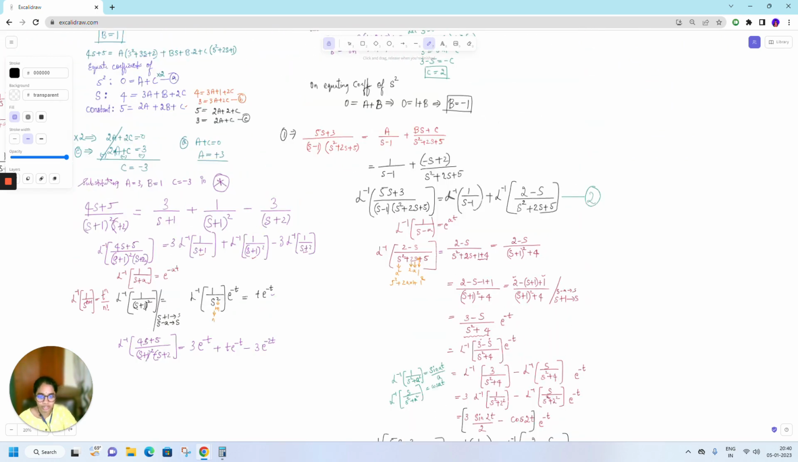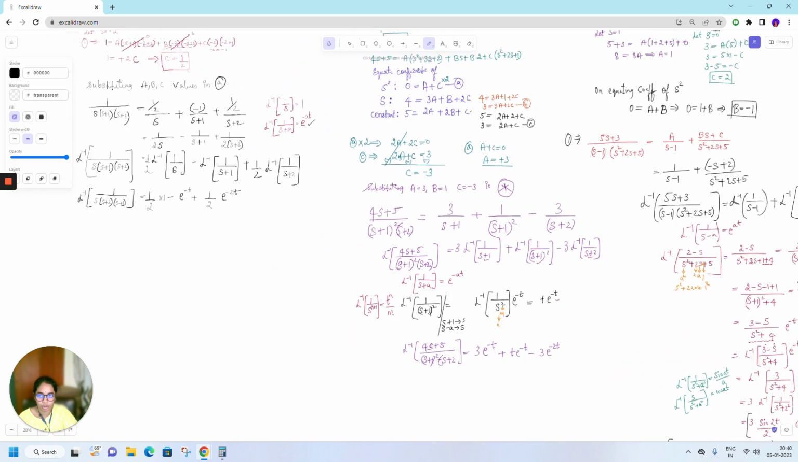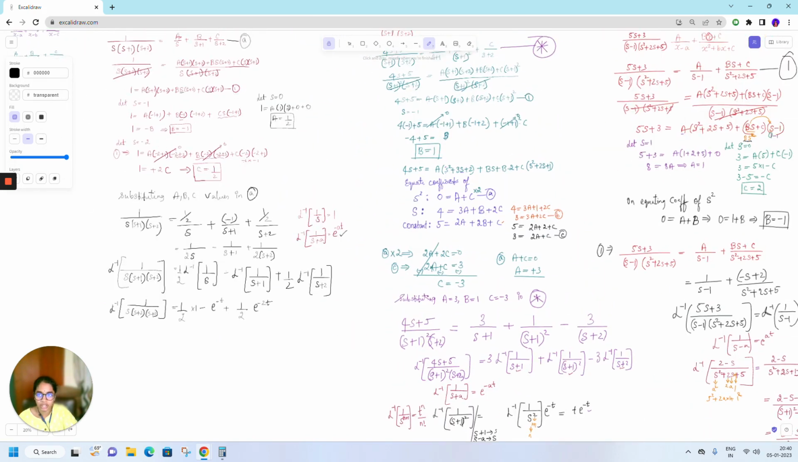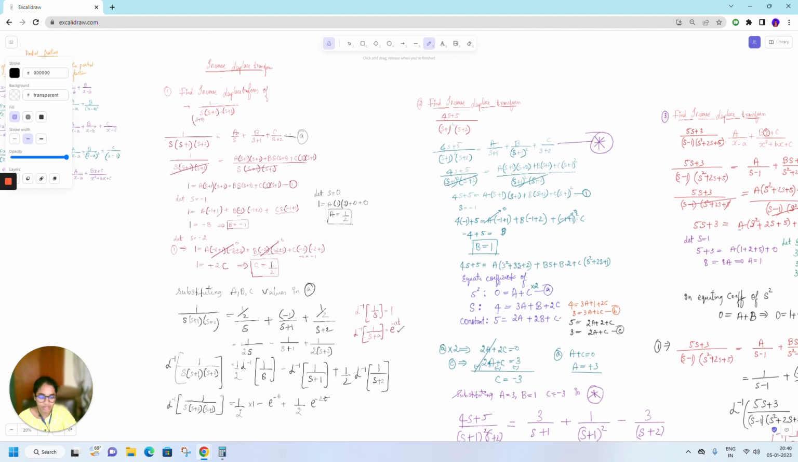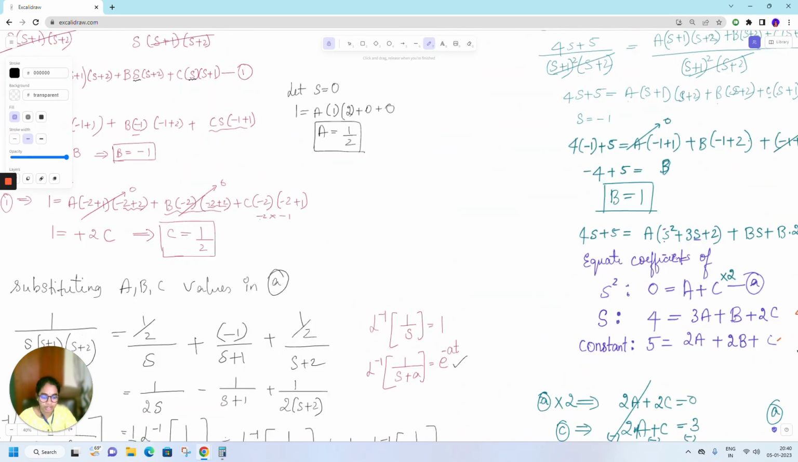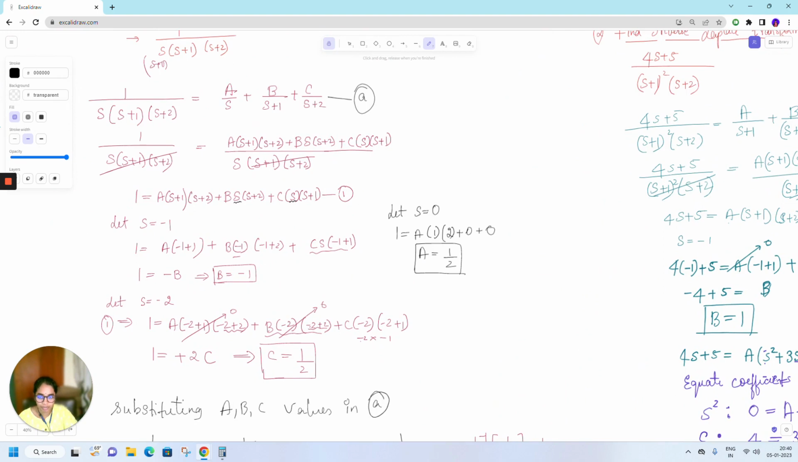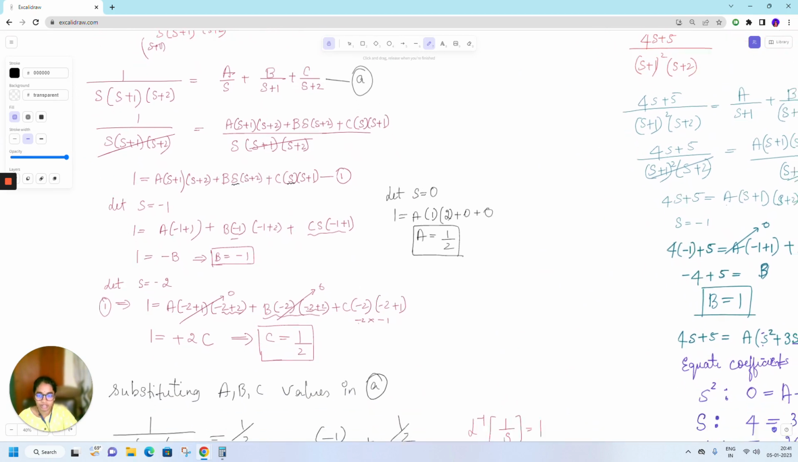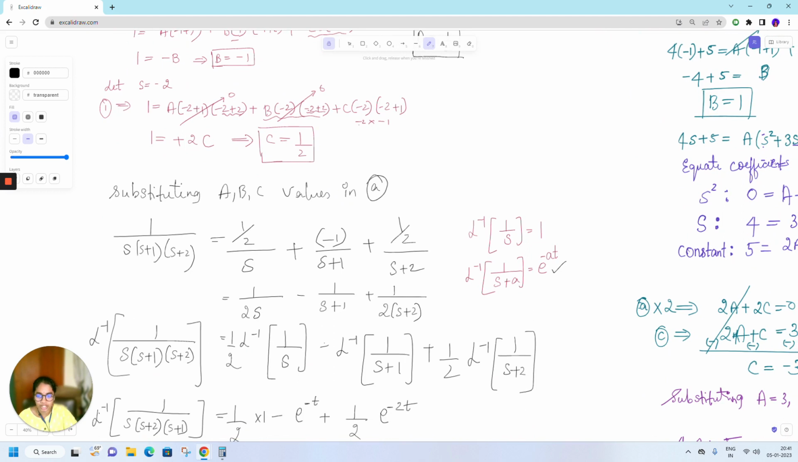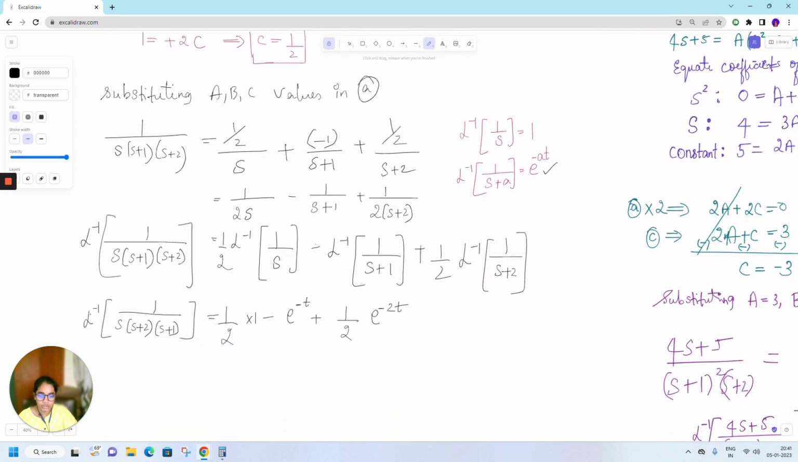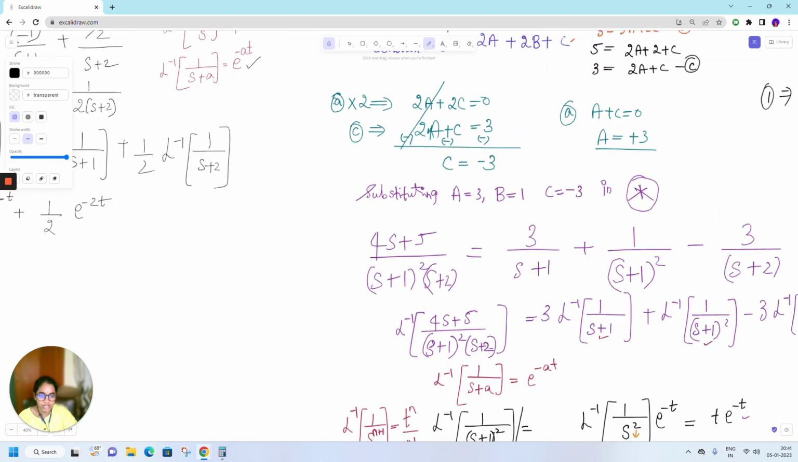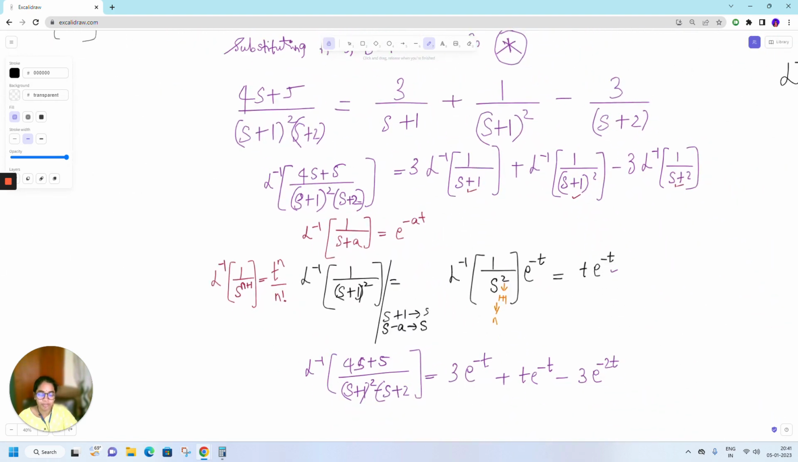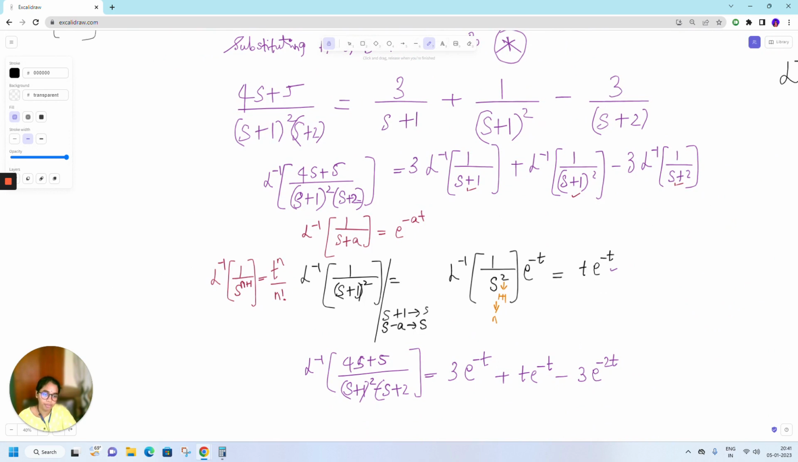So how do we solve this Laplace inverse problem? First we check for partial fraction formulas, and then we apply that formula. After that we take LCM. We'll find the constant values, that is A, B, C values, substitute them in the first equation, and then find the Laplace inverse. If we have a direct formula, we use the direct formula. If not, we use shifting property for inverse Laplace transform.